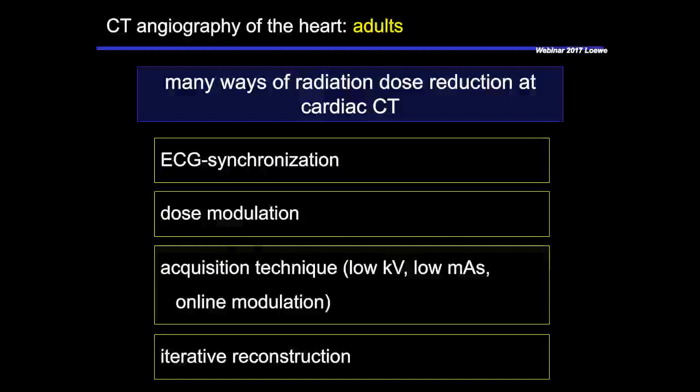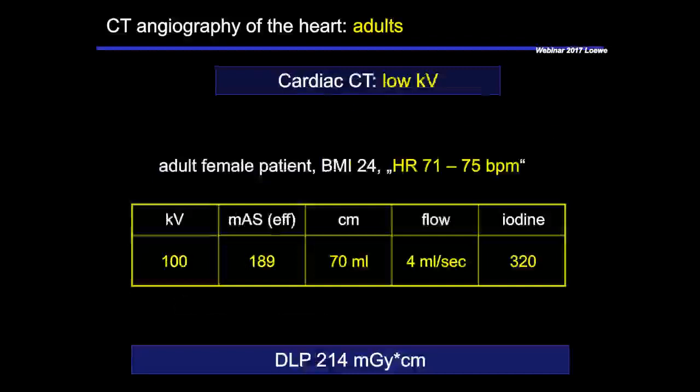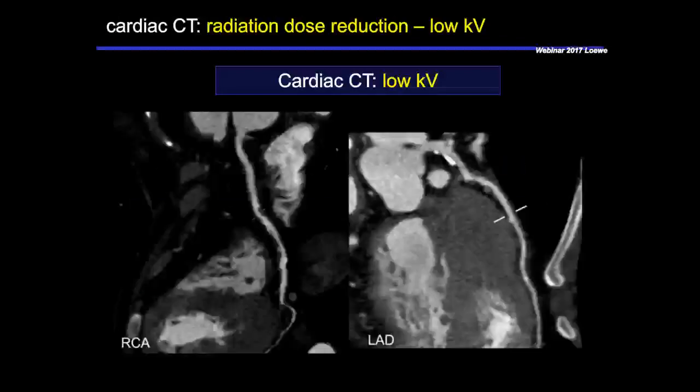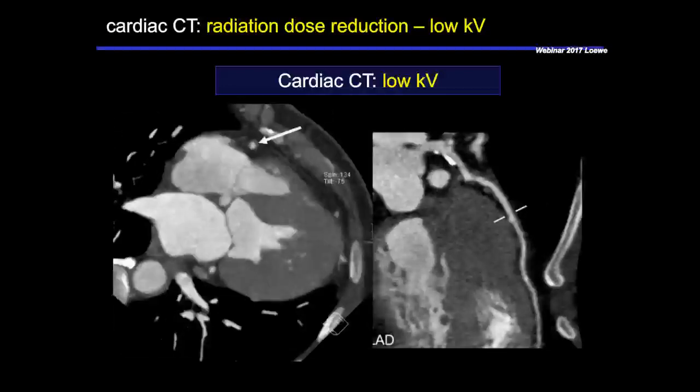And this is just one example of a patient with a heart rate below 75 and a body mass index of 24, 100 kV, 70 ml total amount of contrast, and the dose length product of the entire examination was just 200 milligray centimeters. And I would say rather very good imaging quality in a patient with coronary artery disease and a lot of calcifications and plaques. Very nice assessment even of all the changes within the wall of the LAD in this example.